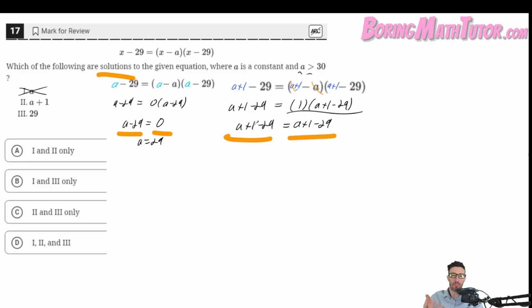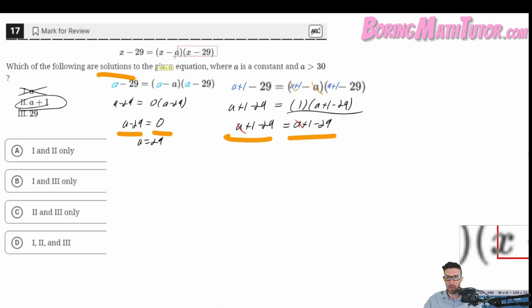You could try to simplify this, but you really don't need to. Whatever way you look at it, no matter what simplifications you do, it's going to be that the left side equals the right side. So a plus 1 is looking pretty good. And they said that a had to be greater than 30. Okay, well, you could just pick a values that are greater than 30. So yeah, sure, we'll continue to keep this.